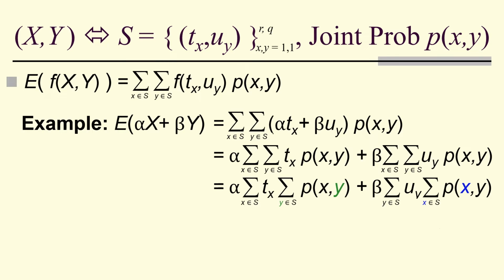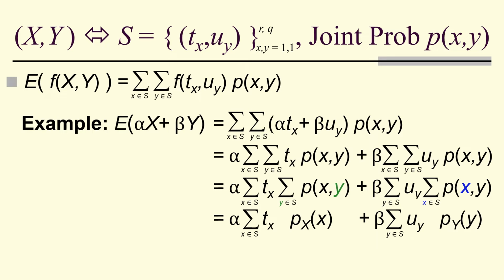And notice that in the first part of the expression, we have the sum over y of p of xy, but that's just the marginal distribution of little x. Similarly, we get a marginal distribution of y, and that gives us alpha times the sum of x times the probability of x, plus beta times the sum of the y's times the probability of y's, but that's just our expected values.